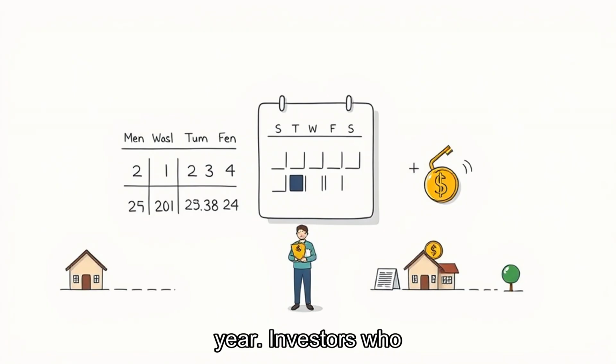The yield also has to fit the investor's goal. Someone who wants monthly income may care more about stable rent and low vacancy. Someone aiming for long-term appreciation may accept lower yield if the area has strong growth potential. The same property can look different depending on the strategy.